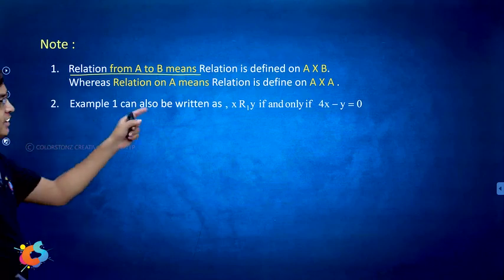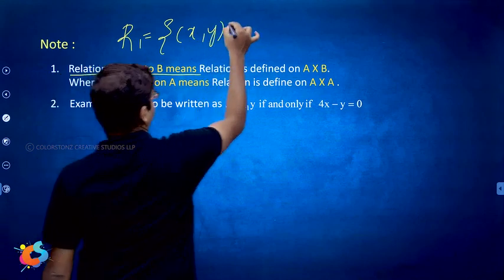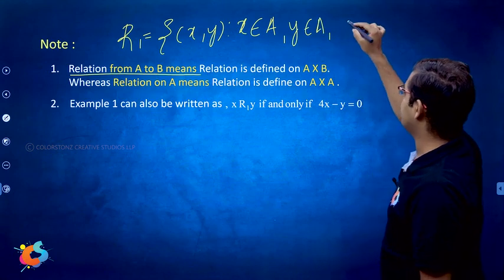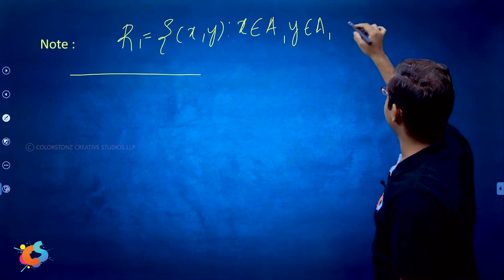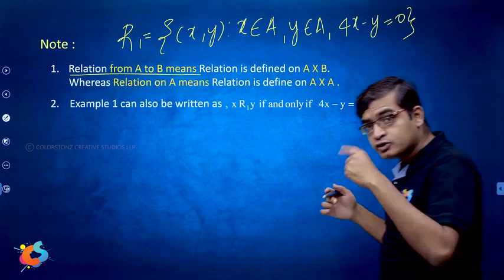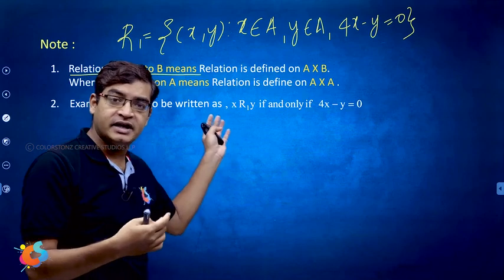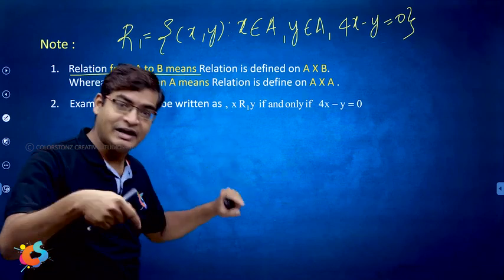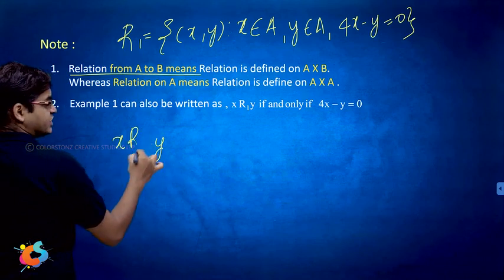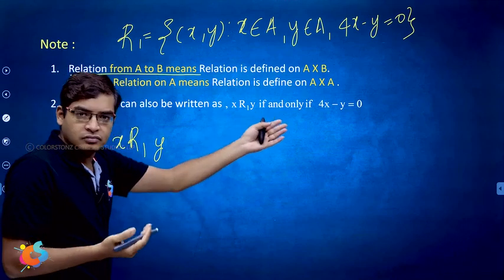Next, example 1. What was example 1? R1 is equal to the ordered pairs (x, y) such that x belongs to A, y belongs to A, and 4x minus y is equal to 0. This was example 1. This can also be written another way, as we have seen in the general example also. A relation can be written like this: you are mapping from x to y under the relation R1. Now you write the condition.